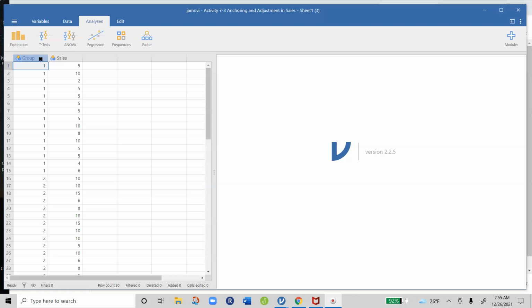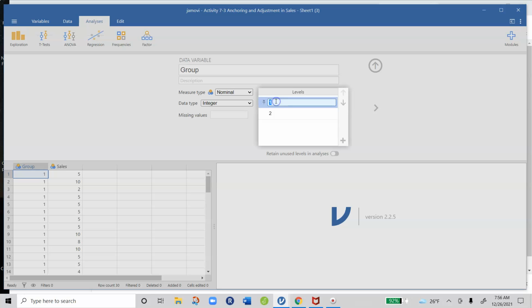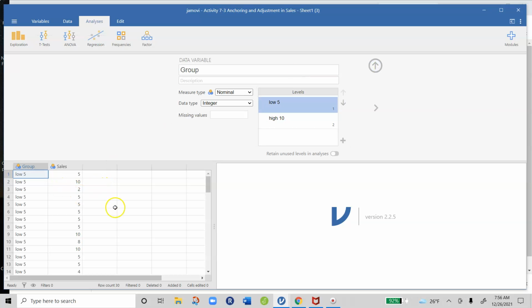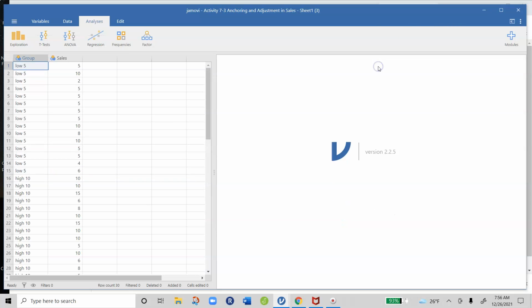Right now the data file is just set up as 1s and 2s. So let's turn those 1s and 2s into values that are going to make our output a little easier to interpret. I'm going to click on groups here and change it. Group 1 is going to be our low anchor group, where the signs were 5 for $5, and our high anchor group were shown signs that said 10 for $10. Now our output will come out labeled like that rather than just 1s and 2s.